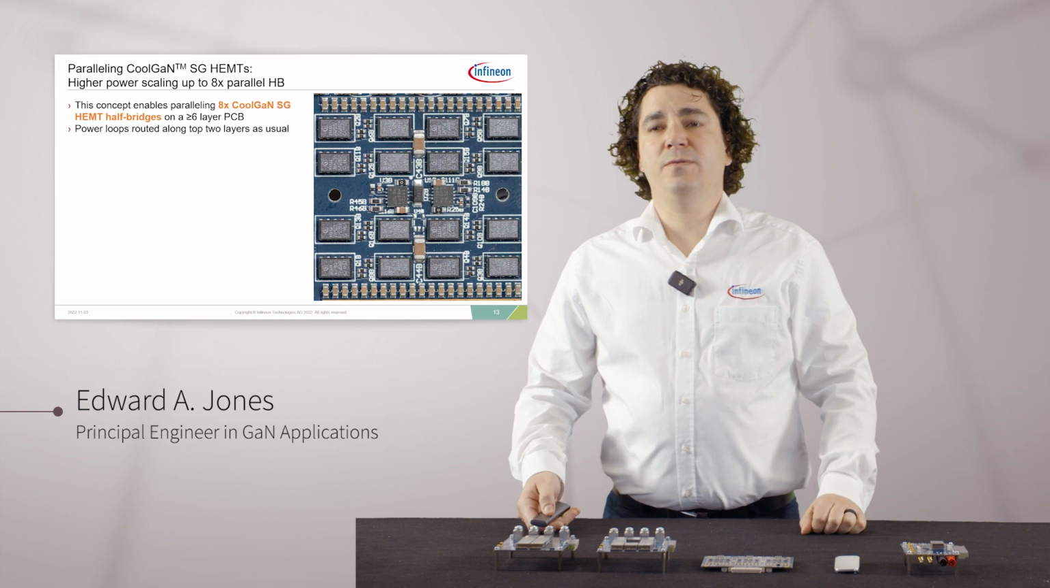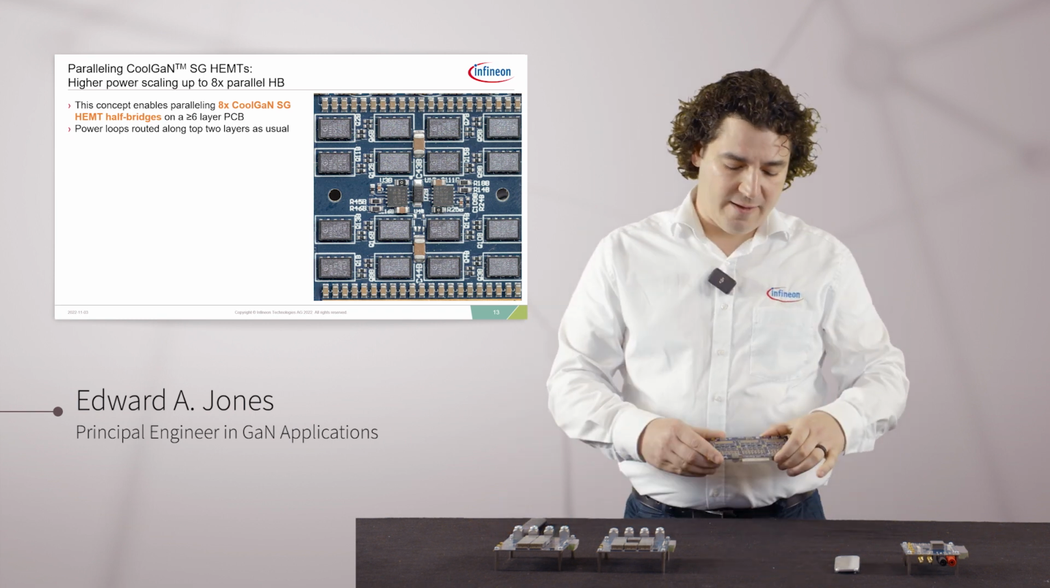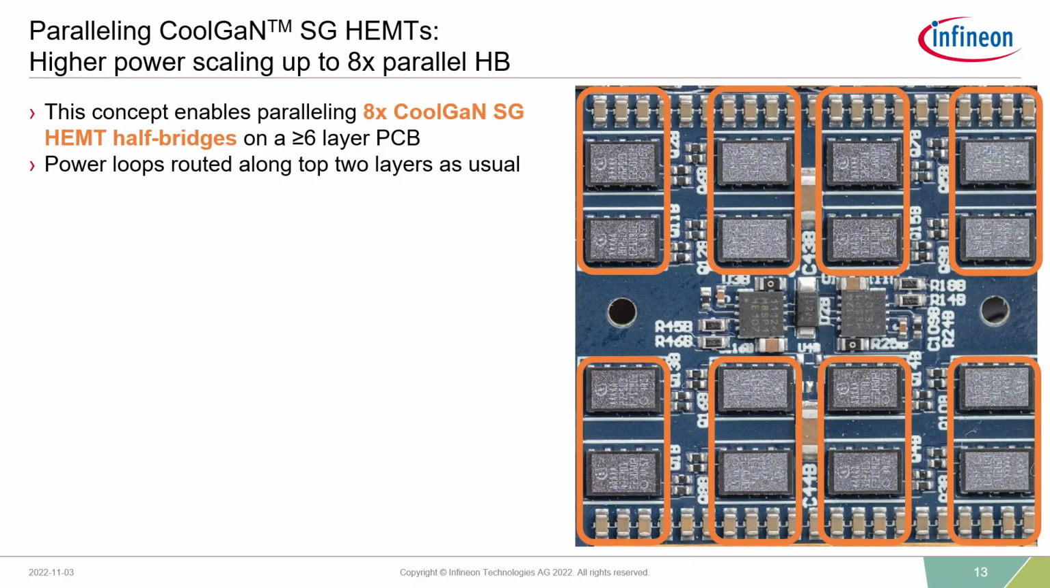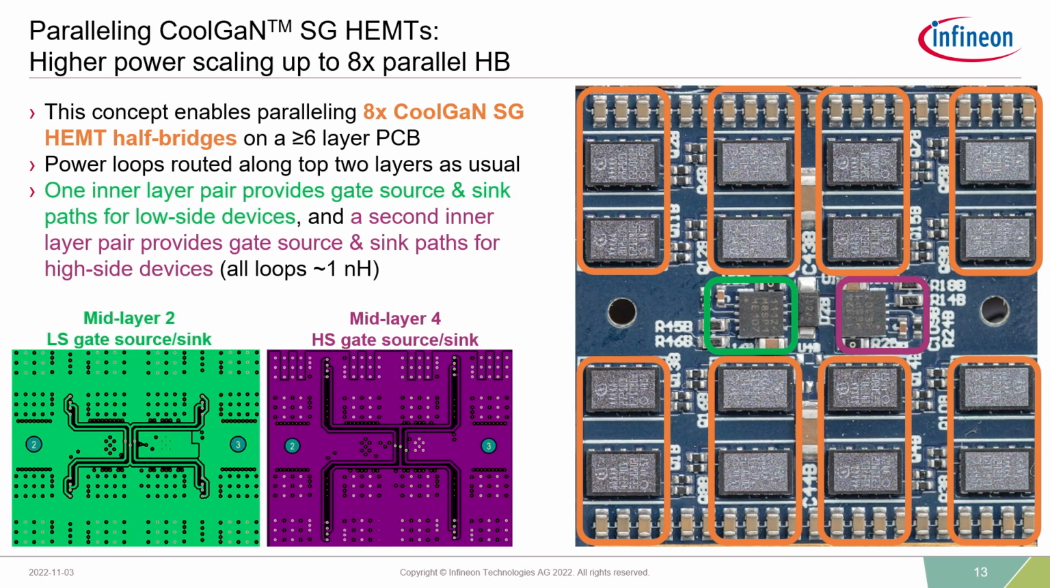Let's take it a step further. Let's look at this design here. This is a motor drive designed for 8 kilowatts with 8 half bridges in parallel. You can see again we have parallel half bridges, not parallel devices, from the perspective of the power loops. That being said, if you go down to the inner loops, the mid-layer 2 and mid-layer 4, we have paralleled gate loops. Each of these gate loops is within about 1 nanohenry, so very low inductance because we're using differential returns, and they're also highly symmetric.